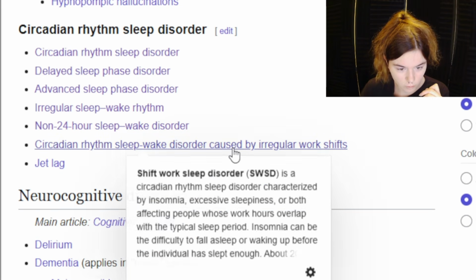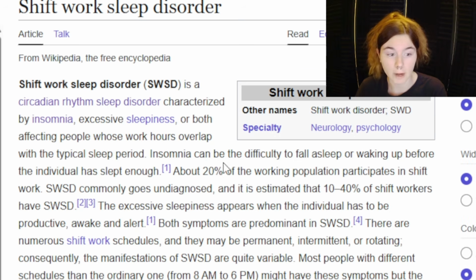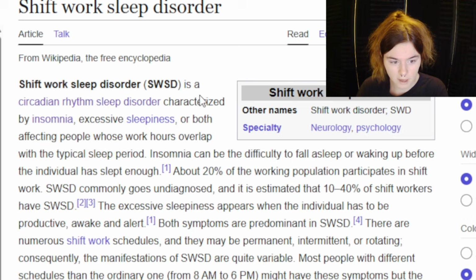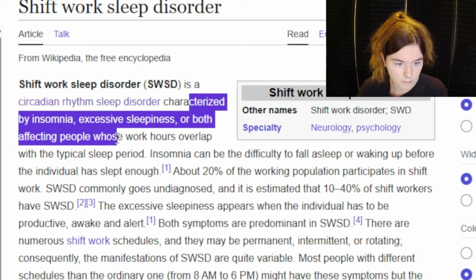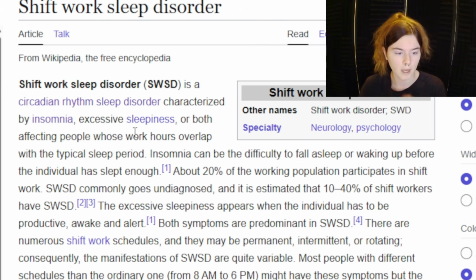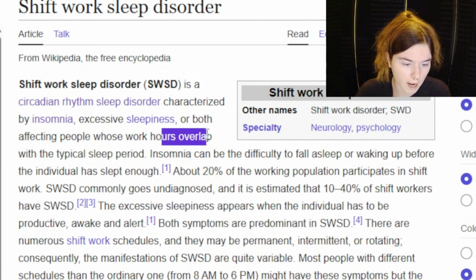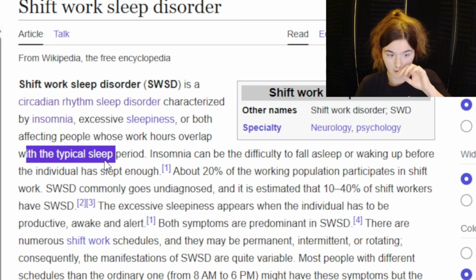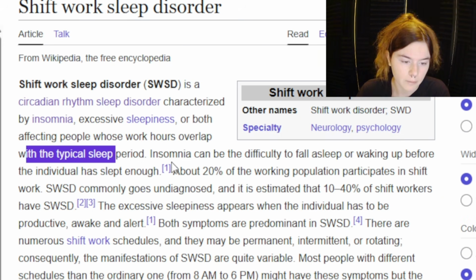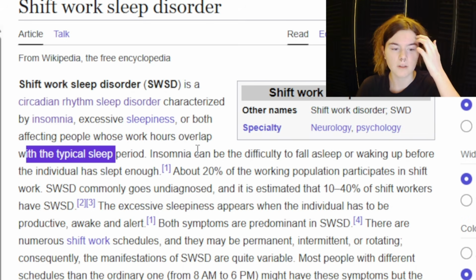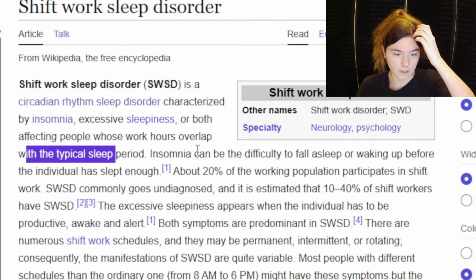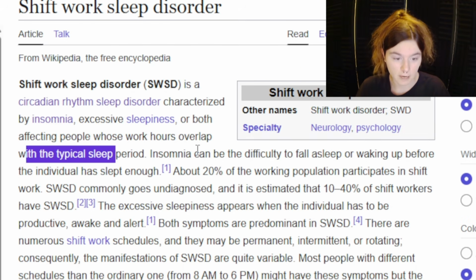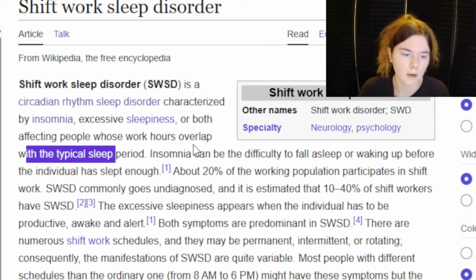Circadian rhythm sleep-wake disorder caused by irregular work shifts. I think I know what this one is about. I could be wrong though. Characterized by insomnia, excessive sleepiness, or both, affecting people whose work hours overlap with the typical sleep period. Oh, affecting people whose work hours overlap with the typical sleep period. It's unfortunate that this is even a thing. Like, it's so sad that people have to have a terrible sleep schedule just to stay alive and make enough money to survive in the current economy.